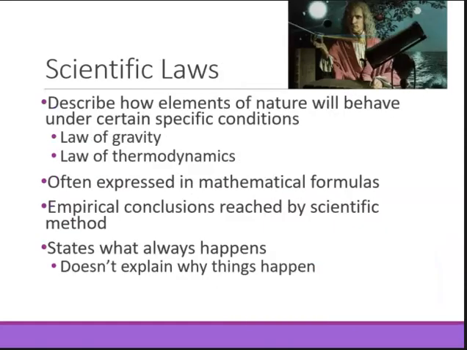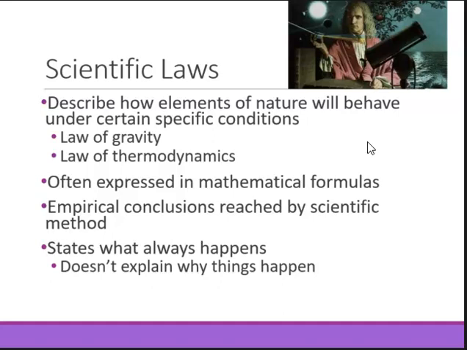Scientific laws are different from scientific theories. Scientific laws describe how elements of nature will behave under certain specific conditions. We have laws such as the law of gravity and the law of thermodynamics, and we know that Sir Isaac Newton postulated a lot of these laws. Scientific laws are often expressed in mathematical formulas. Scientific laws are empirical conclusions, meaning they are backed by consistent evidence, and they are conclusions reached by the scientific method.